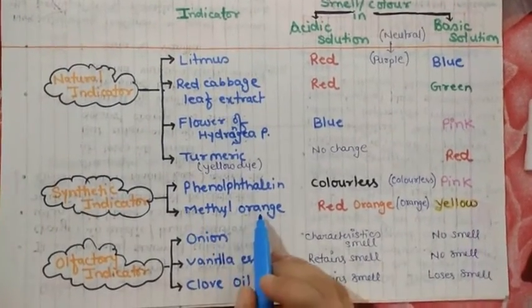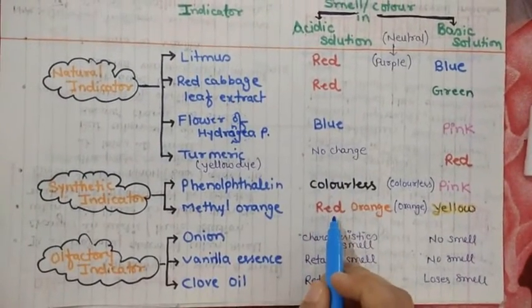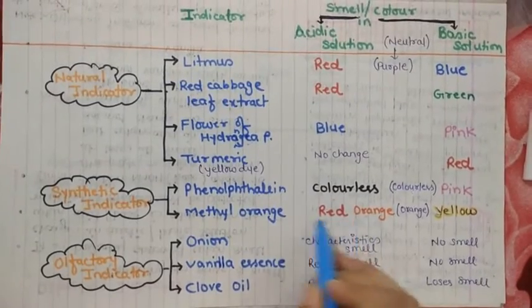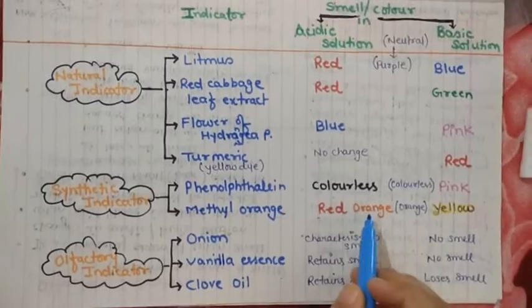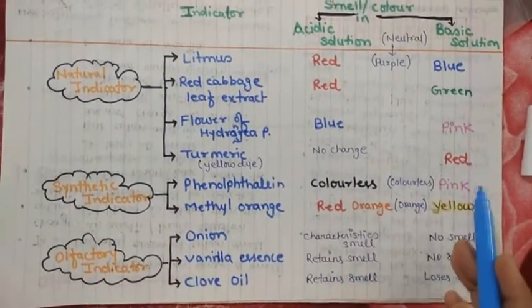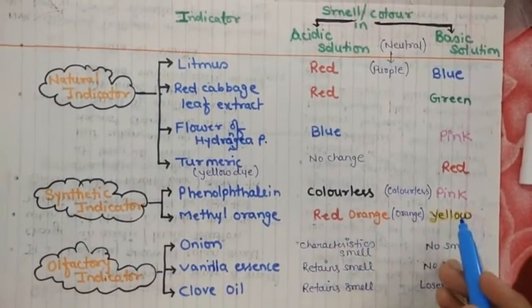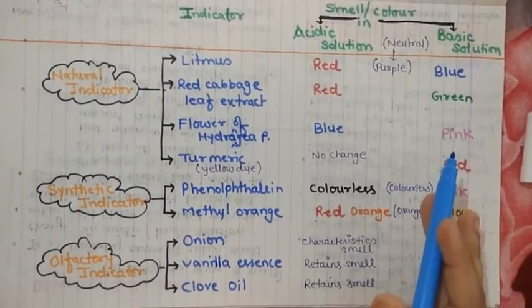If we take methyl orange, its original color is orange, but when it is kept in acidic solution, a red-orange color will be shown to you. That will indicate that it is an acidic solution. But in basic solution, this red-orange color will be converted into yellow color. That indicates that it is basic.